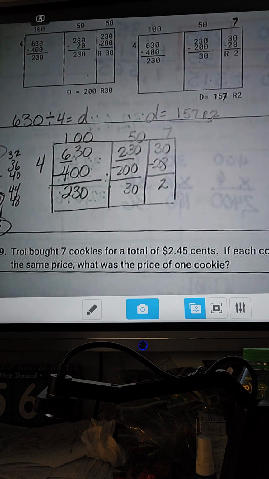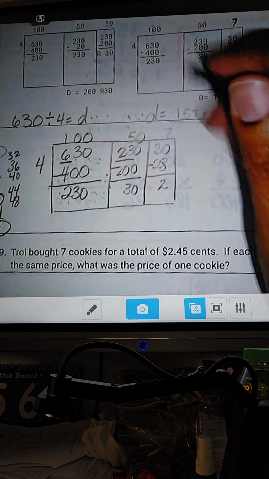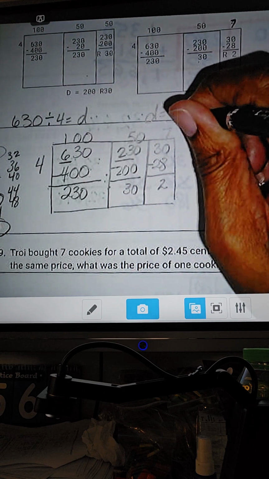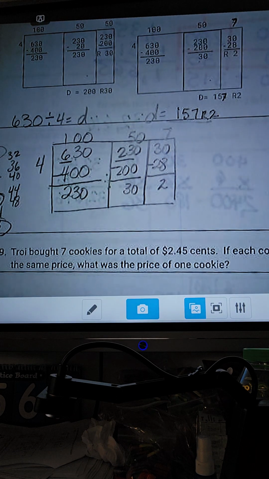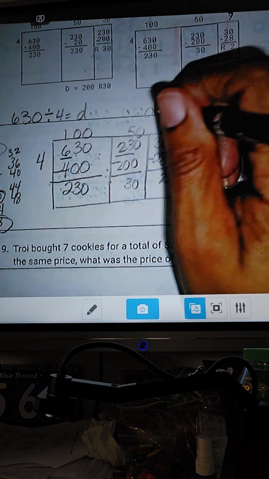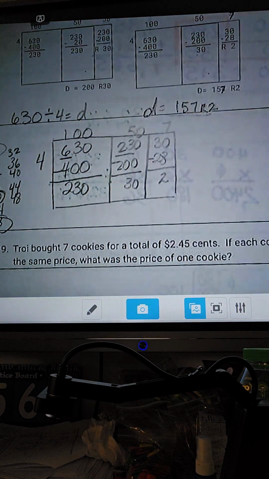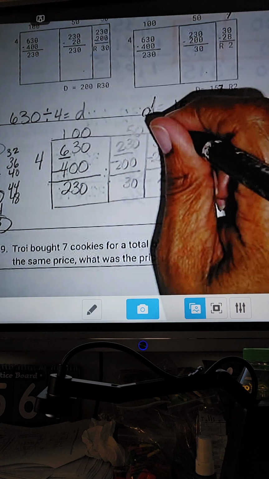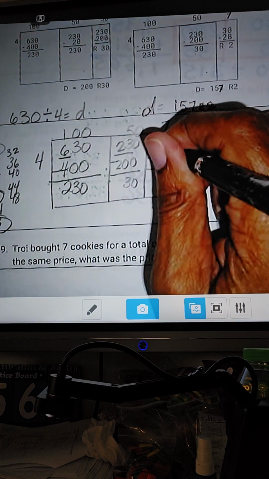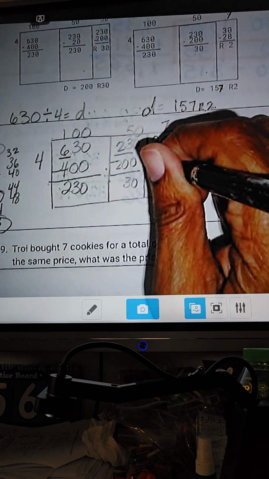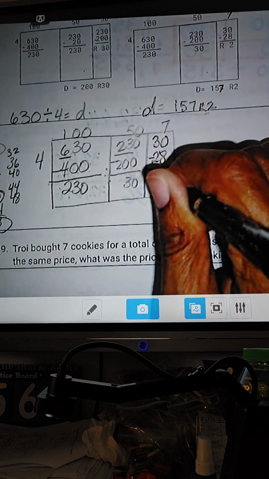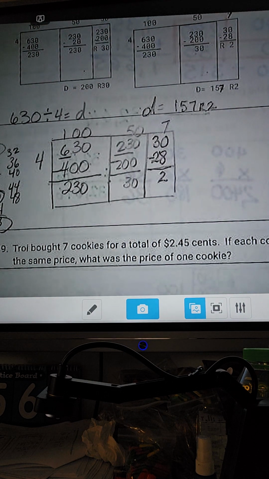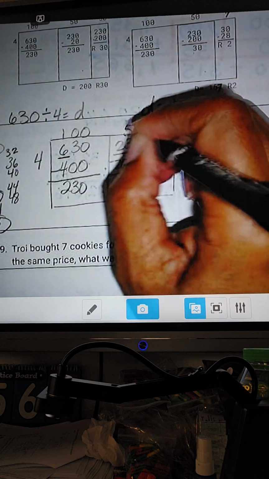I don't know if you can really see that. The way the light is shining on it, you can't see it. Yeah. I can see it now.